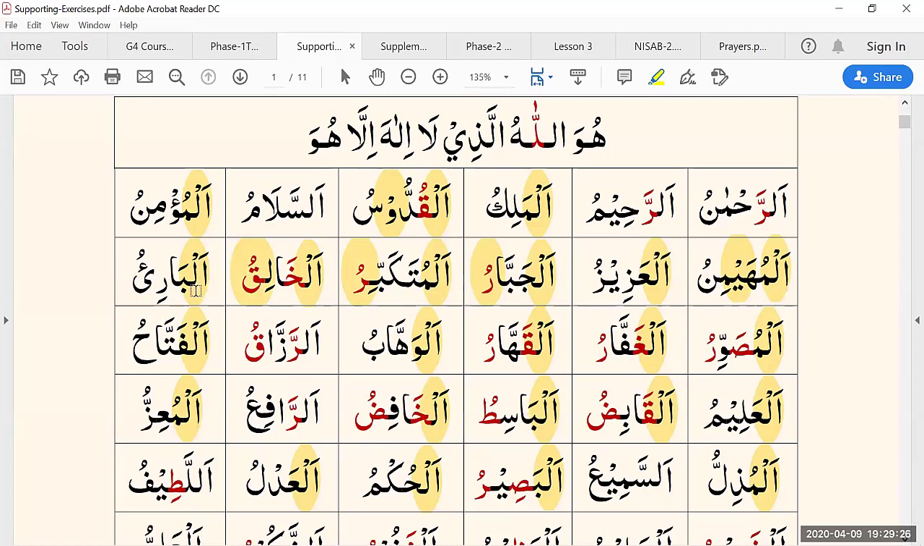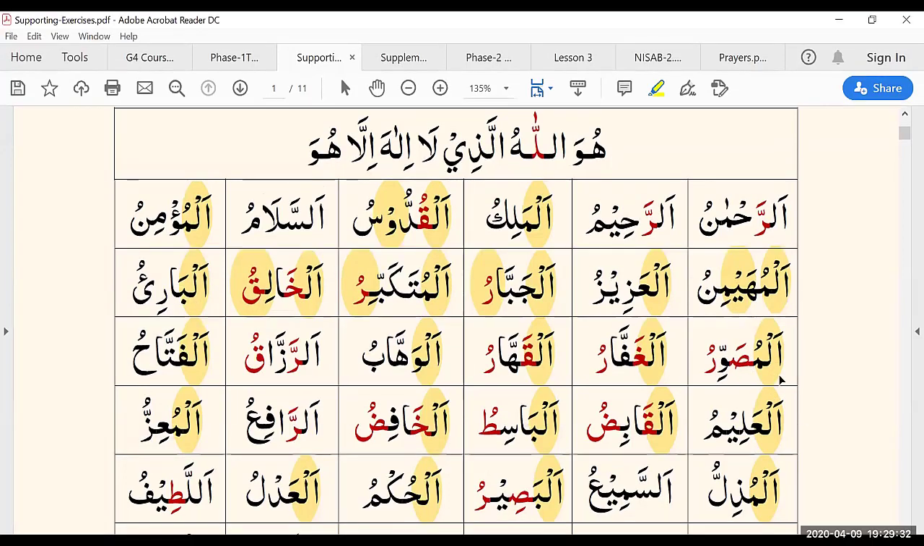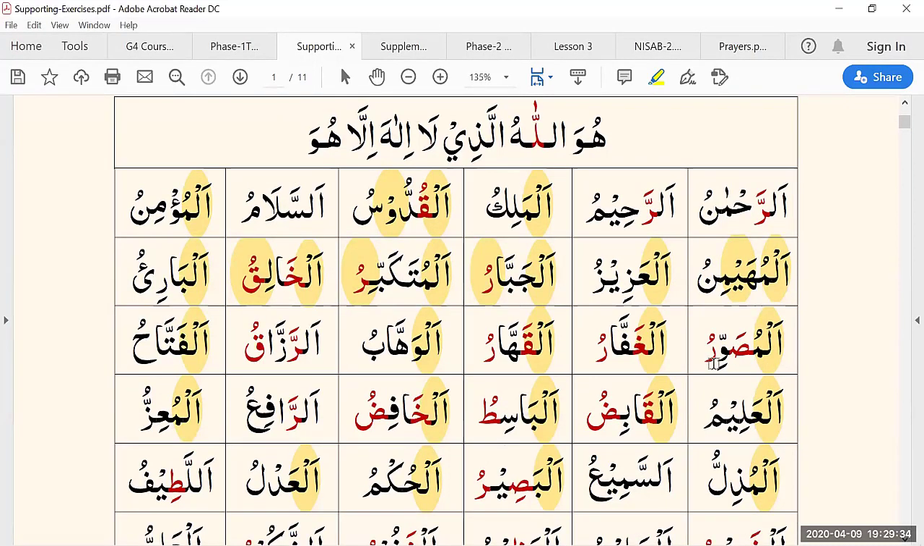Al-Bari'u. Next. Al-Musawwiru. Al-Ghaffaru. Al-Qahharu. Al-Wahhabu. Al-Razzaqu. Ar-Razzaqu. Remember ra.